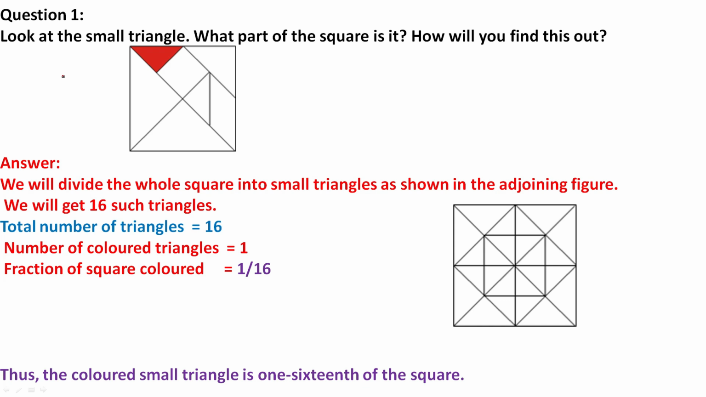Look at the small triangle. What part of the square is it? How will you find this out? We will divide the whole square into small triangles as shown in the figure. We can draw like this. Now we will get 16 such triangles. Total number of triangles is 16. Number of triangles colored is 1.